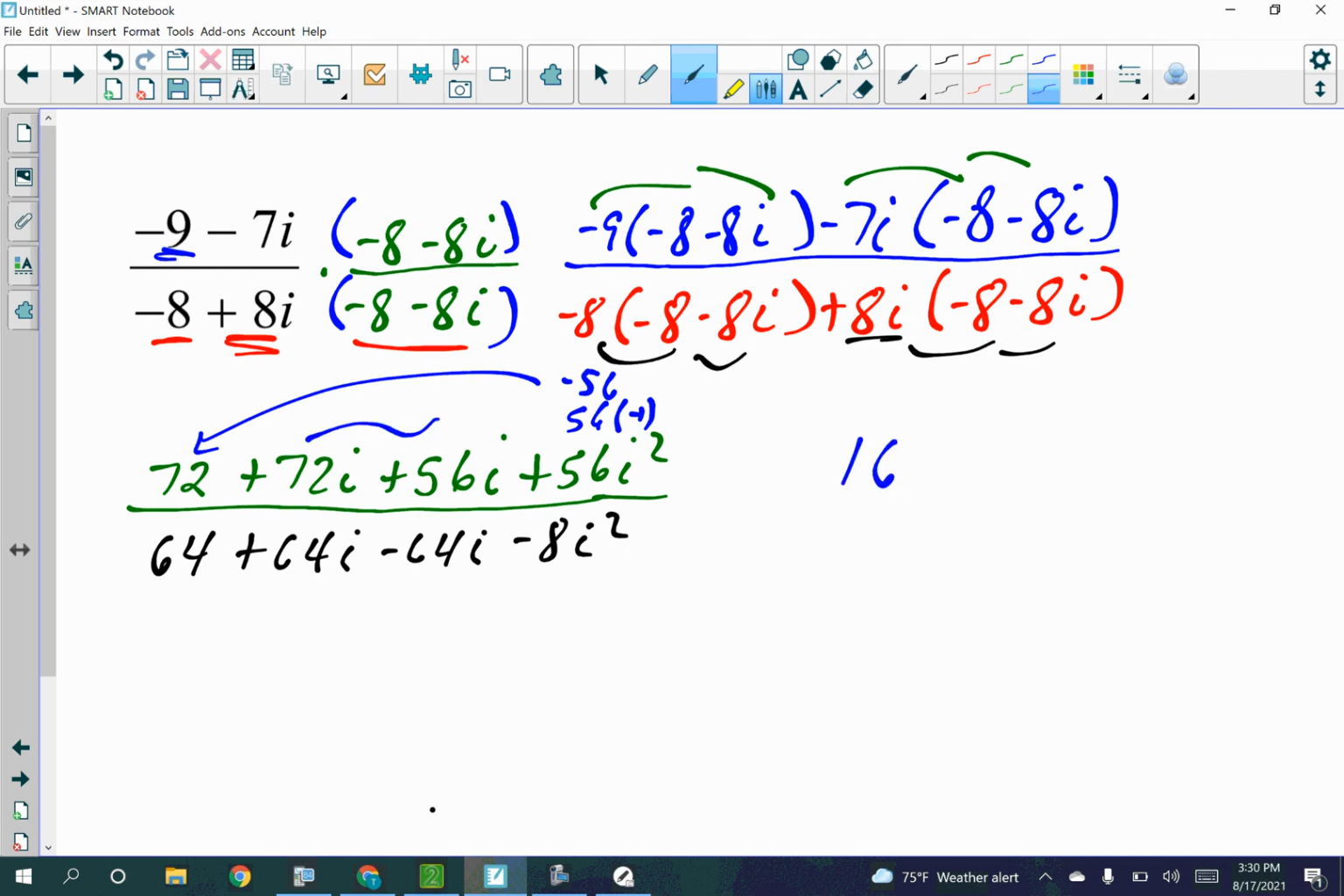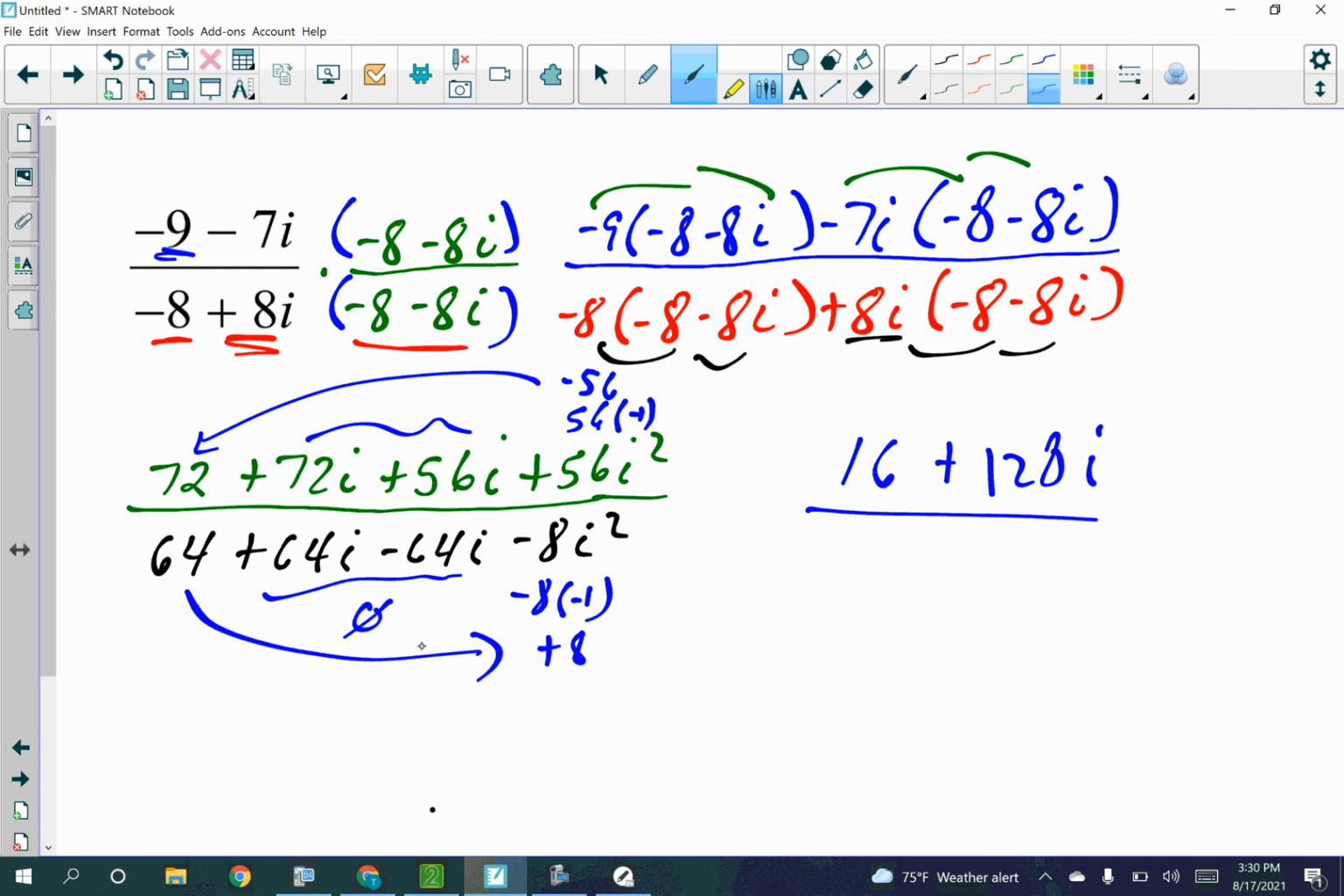And then 72i plus 56i would be 128i. Now that's on top. On the bottom, this becomes 0, which is what it's supposed to do. If the i's do not cancel out in the bottom, then you've done something wrong. This will give you negative 8 times negative 1, which is plus 8. So you got 64 plus 8, which would be 72.